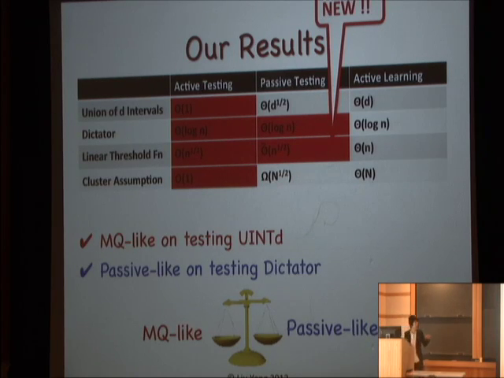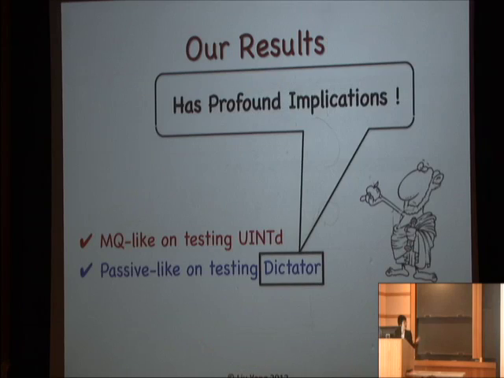If you look at this table, it seems like the active testing query complexity has a rich structure. It spreads from the left of the query complexity spectrum, which is membership query, to the right of the spectrum, which is passive-like. And the dictator lower bound is actually a very general lower bound. It says that even a simple function class such as dictator requires at least log n queries in active and passive models.